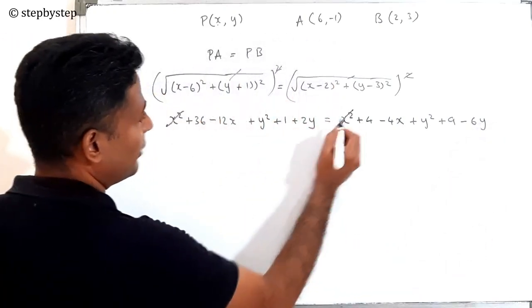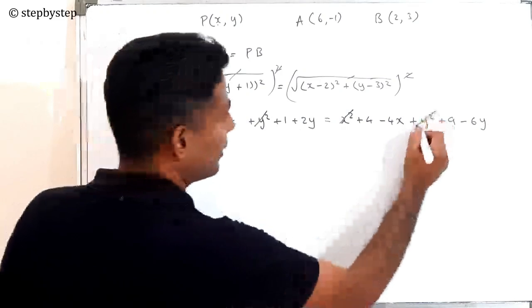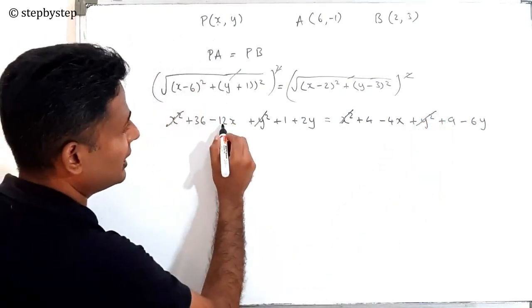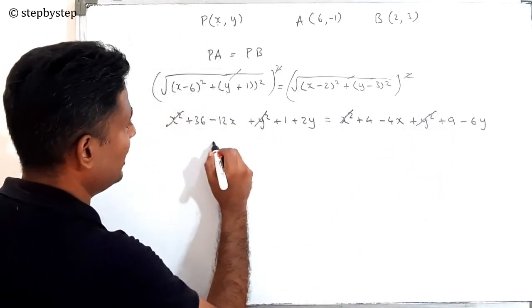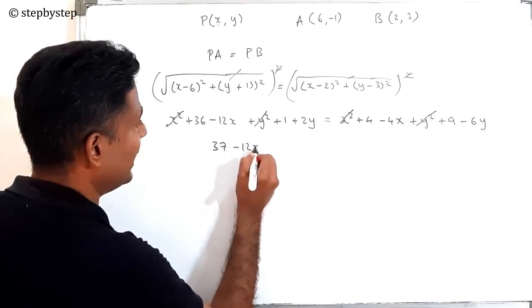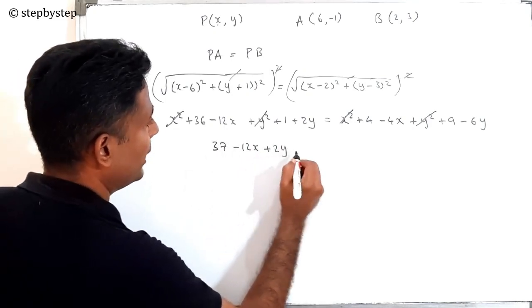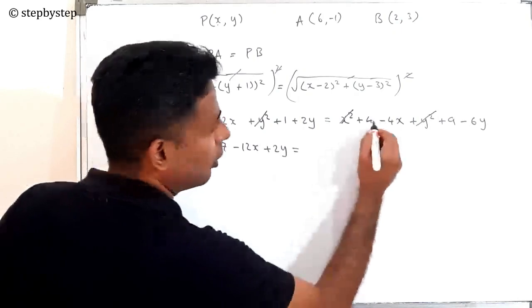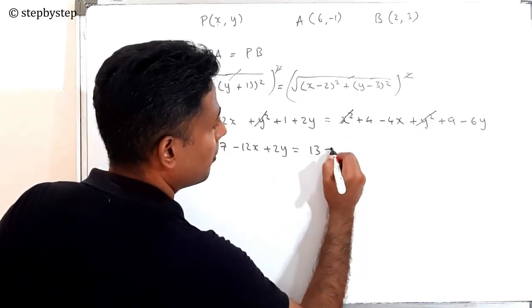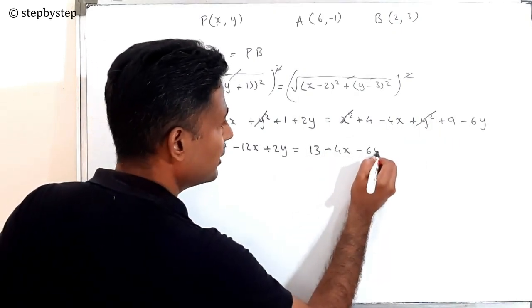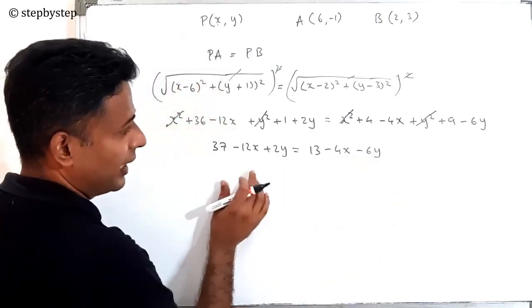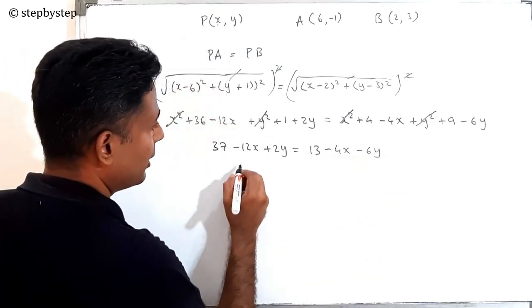Now x square will cancel, y square will cancel. Now we'll see what happens. 36 plus 1, 37, minus 12x plus 2y equal to 4 plus 9 is 13, minus 4x minus 6y. So I'll get the x and y terms on this side and I'll take 37 to that side.